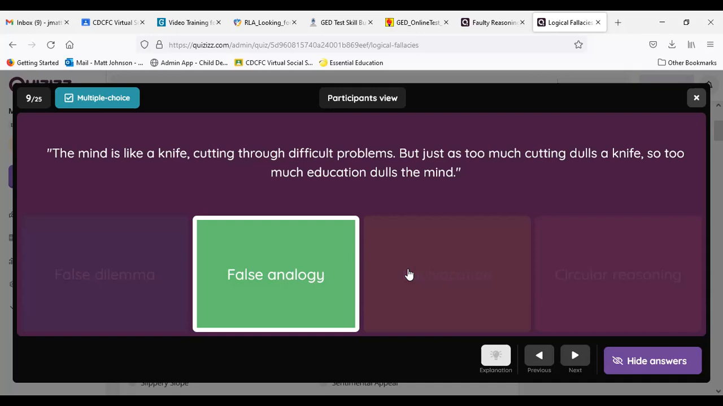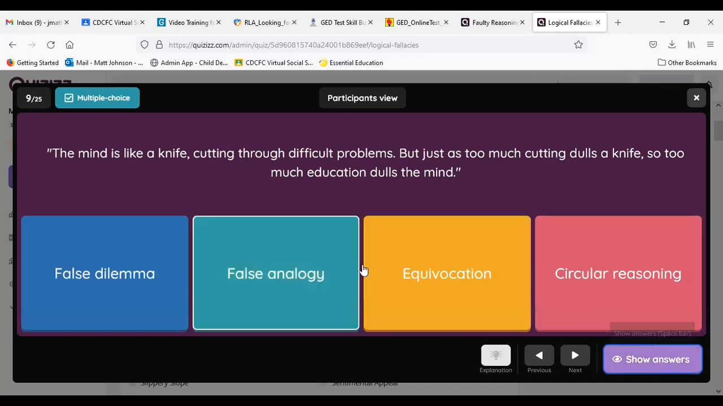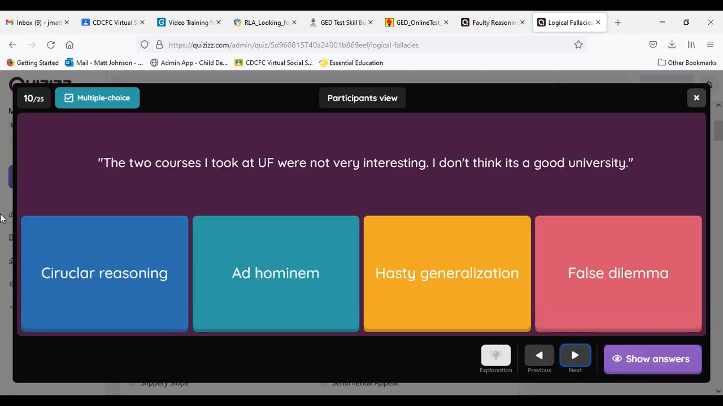Sure, you can make this analogy that the mind is like a knife cutting through problems, keeping it sharp. But the more you use it, that's the false part of the analogy. The more I use it, the duller it's going to get. You can't compare knives and minds the same way. All right, so I'll hide the answer. Hopefully that clarifies that. Okay, Christiana, give that one a try.